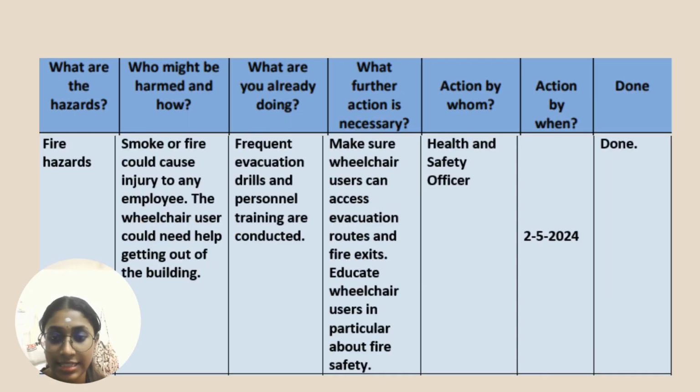The third hazard is fire hazard. Smoke or fire could cause injury to any employee, especially the wheelchair users. They need extra help to get out of the building. So what we are already doing is frequent evacuation drills and personnel training are conducted. The further action which is necessary is to make sure the wheelchair users can access the evacuation routes and fire exits.